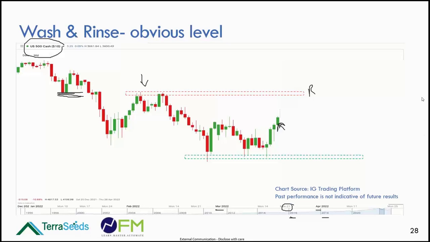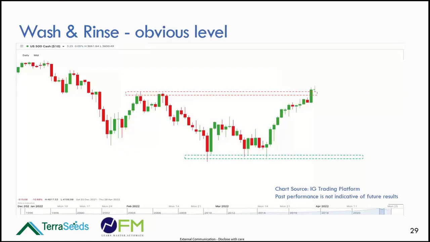Okay. Next one. Next question. So these are all very obvious levels. Very, very obvious levels. Now, when you have very obvious levels, that's when wash and rinse are very likely to happen. So what do you have to do after this lesson? When you see very obvious levels, you have to anticipate that wash and rinse might happen. Don't be drawn in by news or by market chatter saying it's going to be very bullish or very bearish. Okay? Don't be drawn by that. This is a very obvious level.